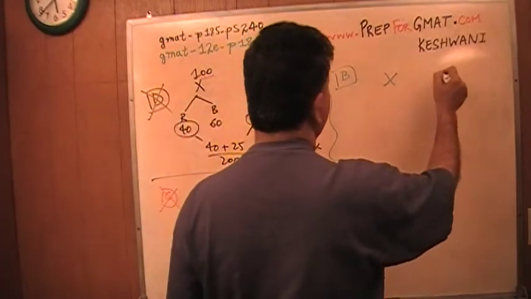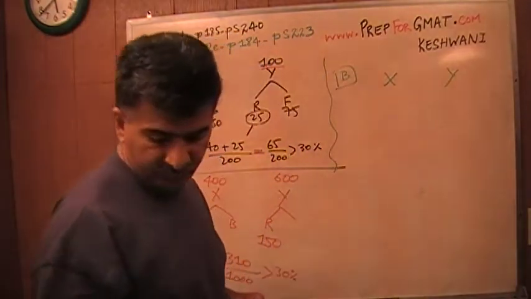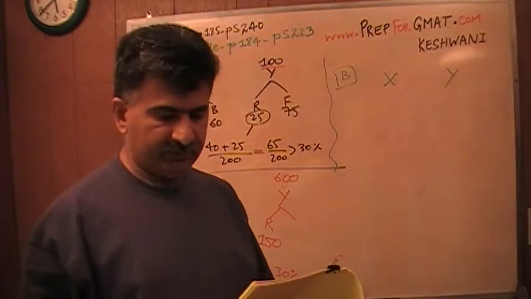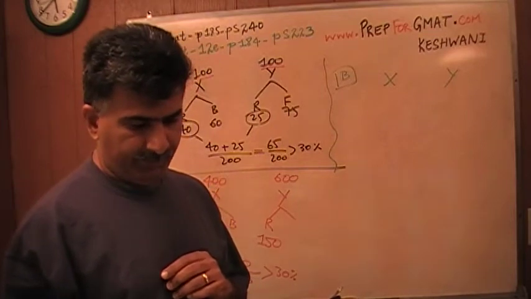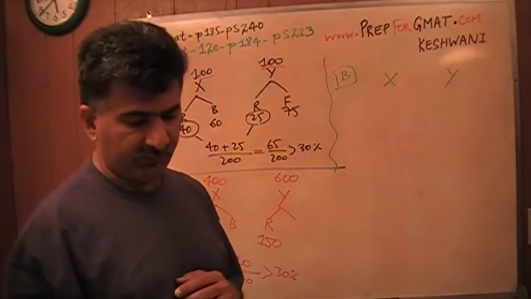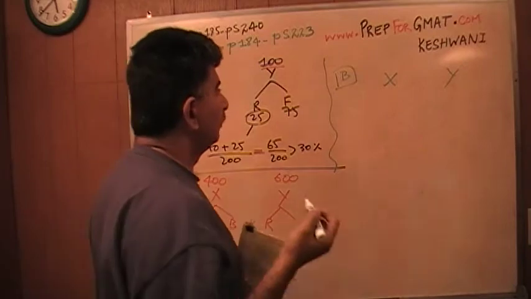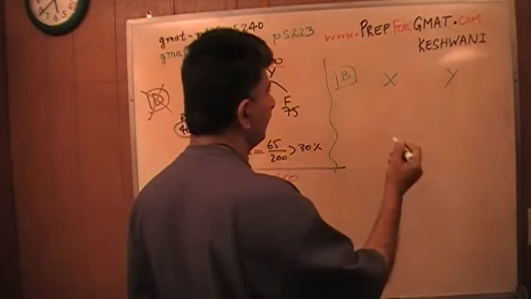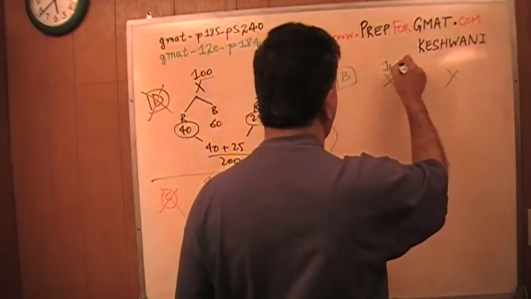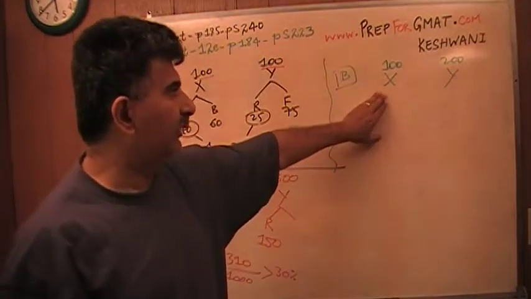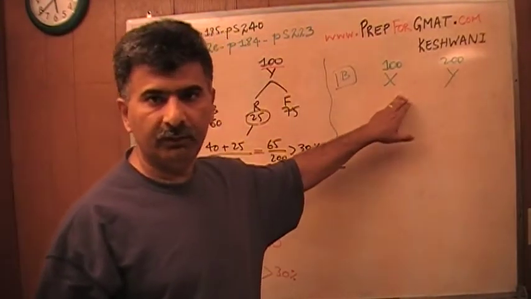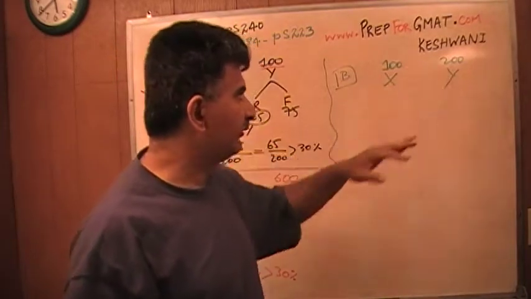Here's my X, here's my Y, and answer choice B says that X is 33% of the resulting mixture. 33 and 1/3 actually, they're very precise. So let's do it then. To make 33 and 1/3, the nice number to plug in would be 100 and 200. So see, this is 1/3, this is 2/3, 33%, you see? X is 33% of the total mixture.